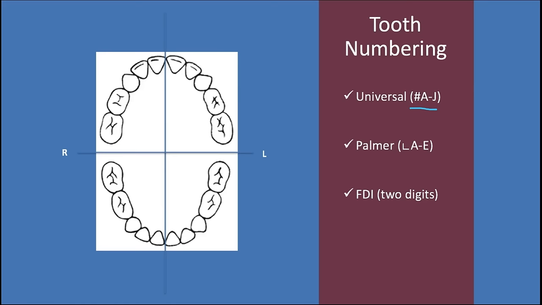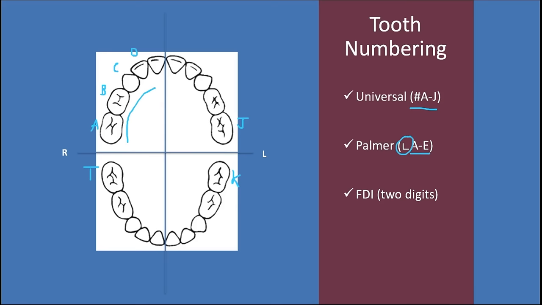So we would start with A in the top right, and then we would continue B, C, D, E, F, G, H, I, J. Then we would jump down here to tooth K, L, M, N, O, P, Q, R, S, T. Now for the Palmer system, we also replace the numbers with letters. So instead of 1 to 5, because there are now 5 teeth in each quadrant, it's A to E. And we use the exact same quadrant symbols that we used before.